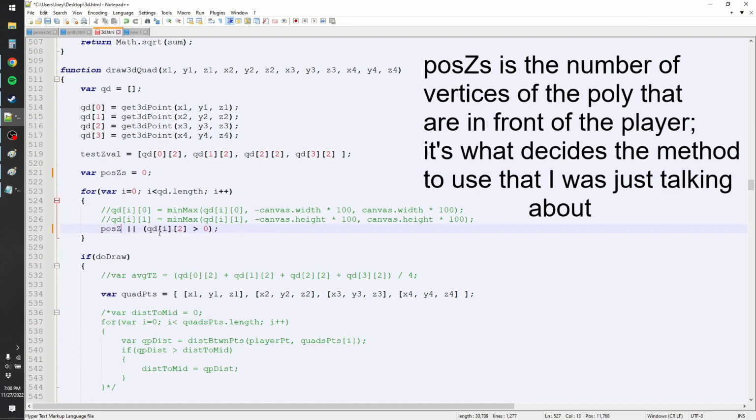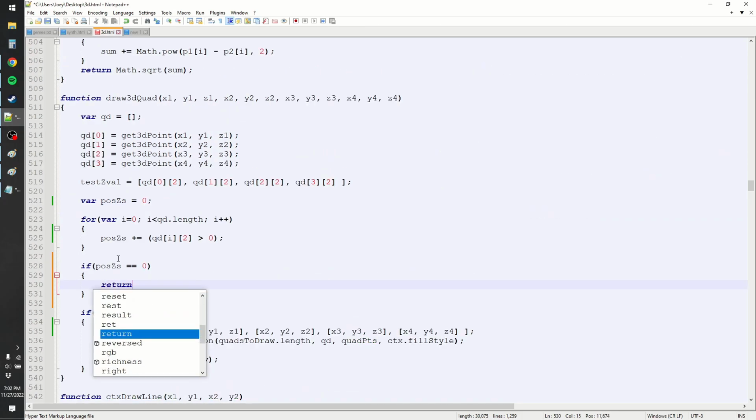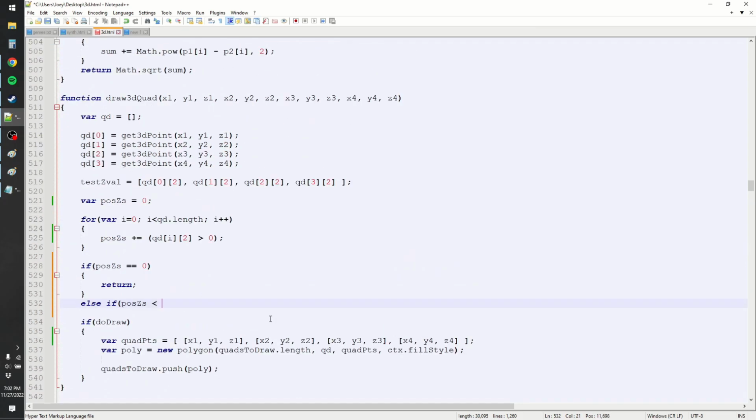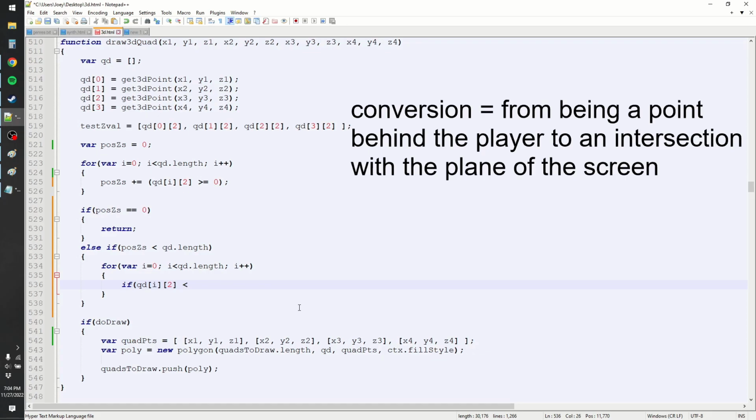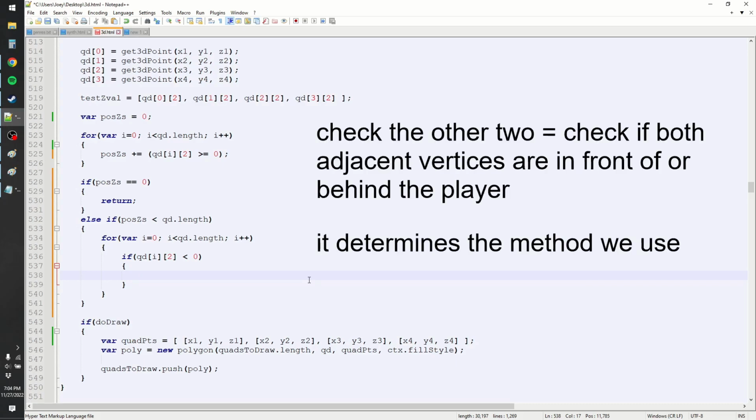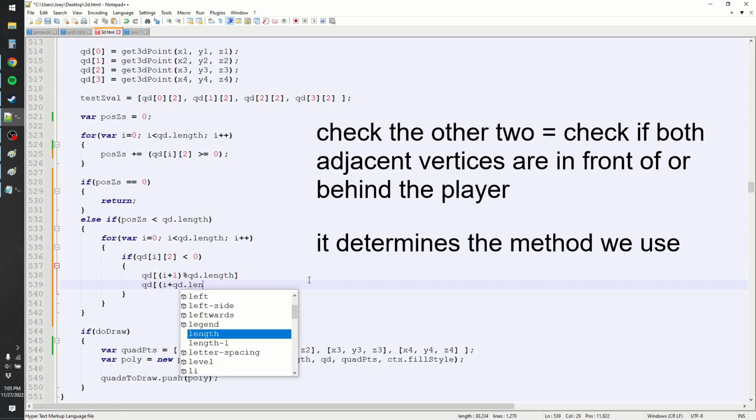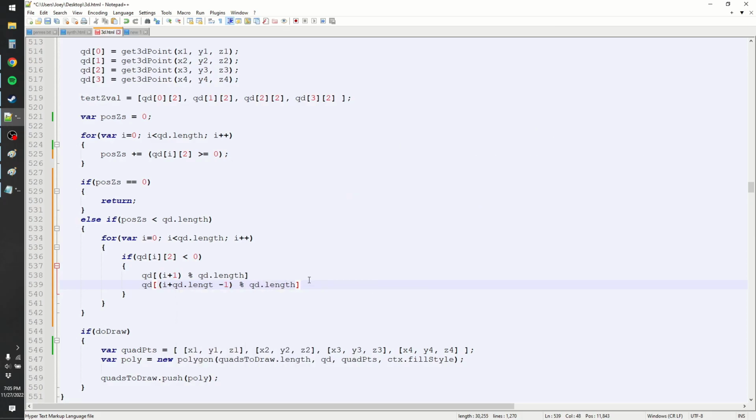So I could just say pos z's plus equals that and get rid of this commented out stuff because that's irrelevant. If we have no positive z's, we just stop. But if we have at least one negative z, which would be what, qd.length, less than that, then this is where we got to do that conversion process. So now if qd[i][2] is less than 0, so it's negative, then check the other two. So that would be qd[(i + 1) mod qd.length]. And the other one is (i + qd.length - 1) mod qd.length. Right, those are the adjacent points.